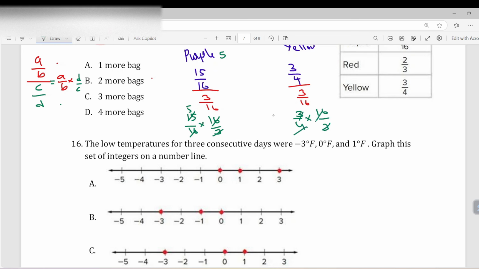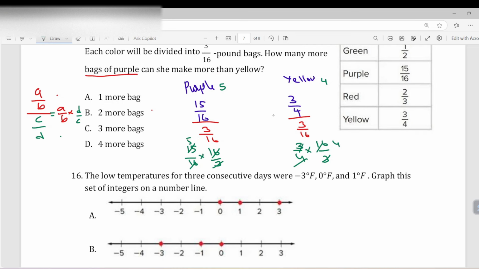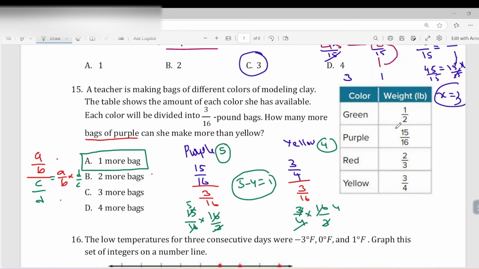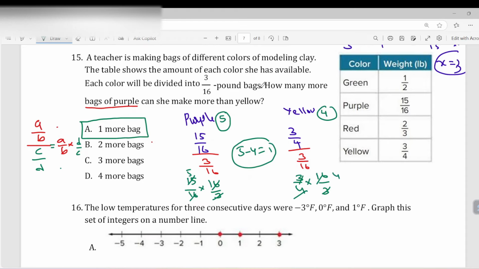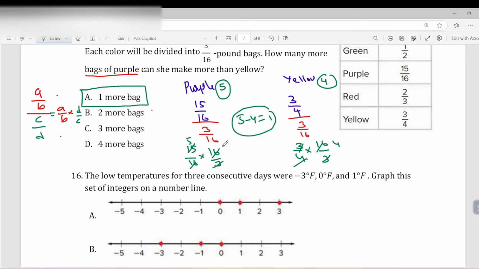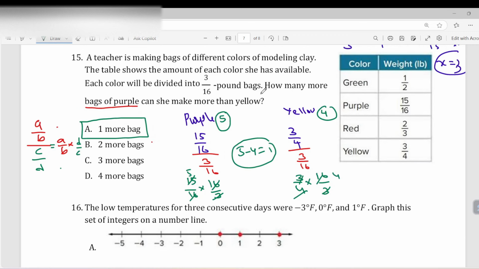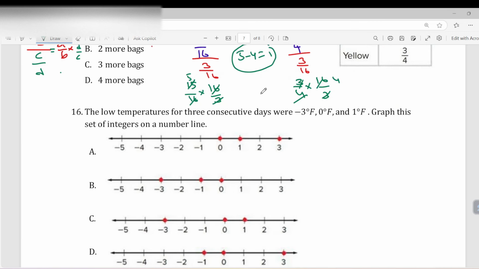Now 3/4, flip 16/3. The 3s get cancelled. 4 ones are 4, 4 fours are 16. So yellow is 4. Purple is 5, yellow is 4. So 5 minus 4 is 1. One more bag she can make. Pound means weight, the same weight, so purple she can make 5, yellow she can make 4, one extra.